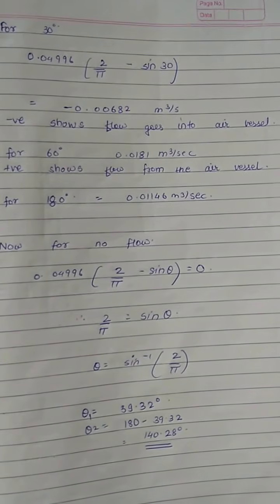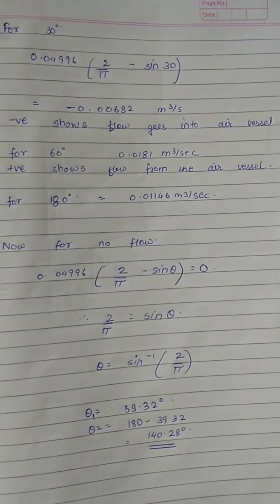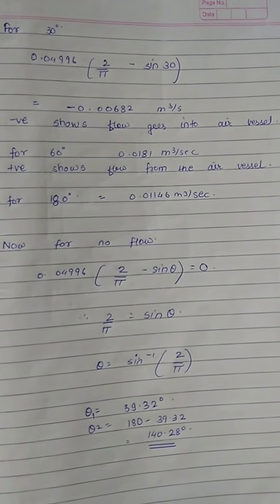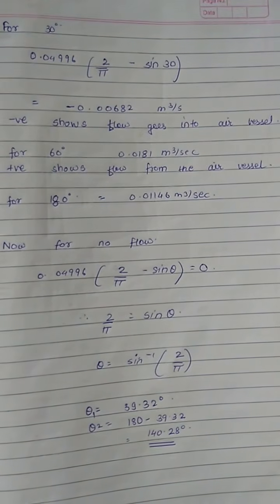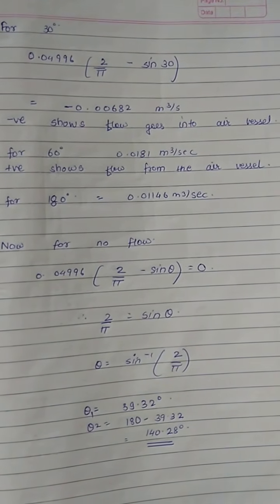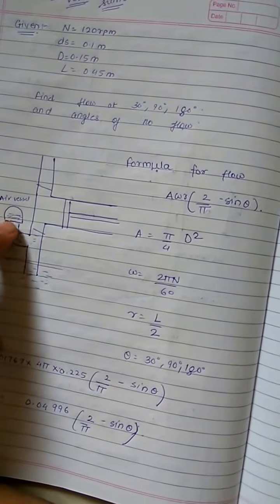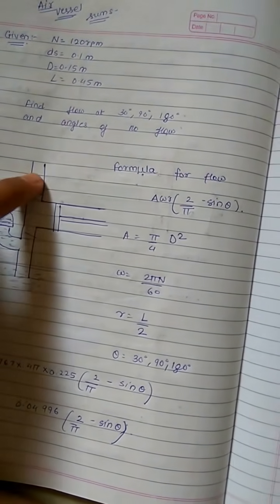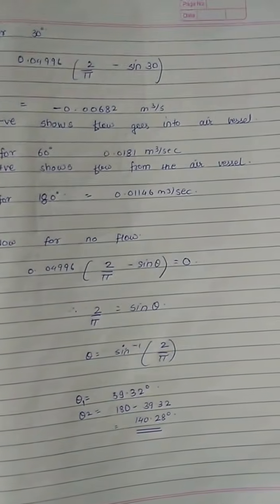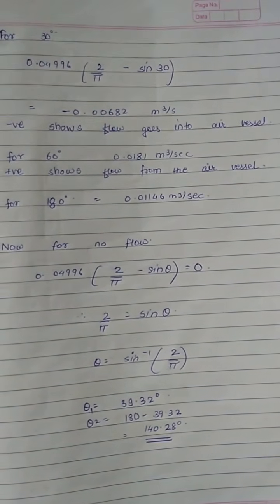For 90 degree we get 0.0181 meter cube per second. Positive shows that the flow is being taken from the air vessel, that is water now flows from the air vessel to the delivery pipe. And for 180 degree we get again a positive answer.